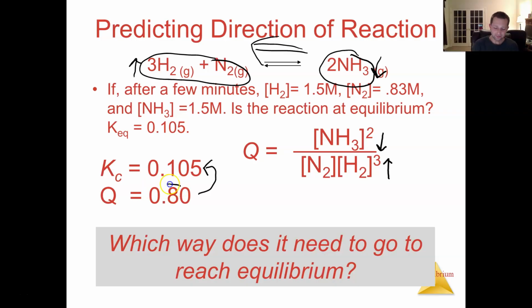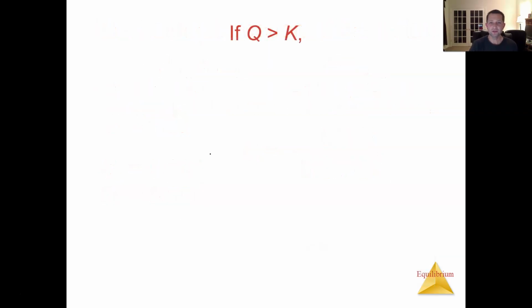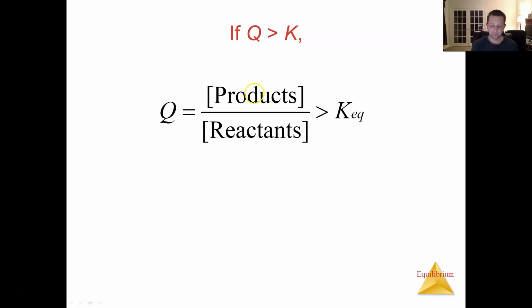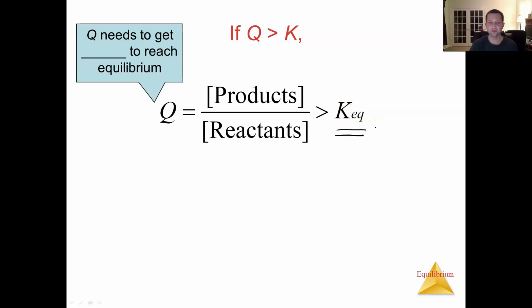My current ratio is this 0.80, so I'm too product heavy. I need to go back to the reactant side and make this ratio smaller so it becomes equal to my Kc value. To quickly summarize, if Q is greater than K, which is what we just had, then the products are too high and the reactants are too low. It's giving me a value larger than KEQ, which again is our constant at equilibrium. So in this case, Q needs to get smaller to reach equilibrium. Again, reactants on the left, products on the right.